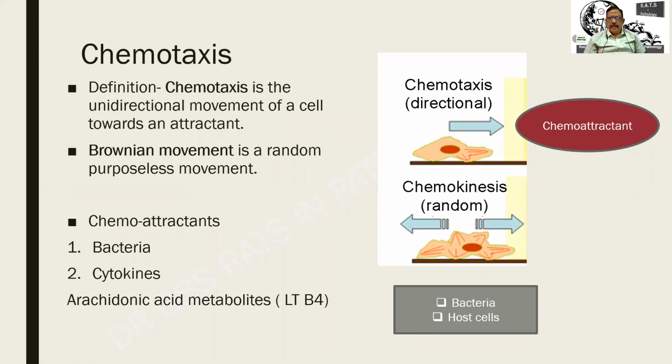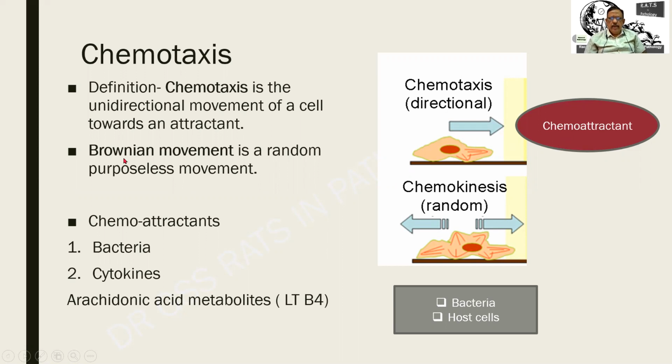First, chemotaxis. Chemotaxis is defined as the unidirectional movement of a cell towards an attractant. Beautiful definition. Chemotaxis is defined as a unidirectional movement of a cell towards an attractant. So here there is an attractant. It can be a bacillus, it can be a foreign body or anything. And the cell is moving towards it.